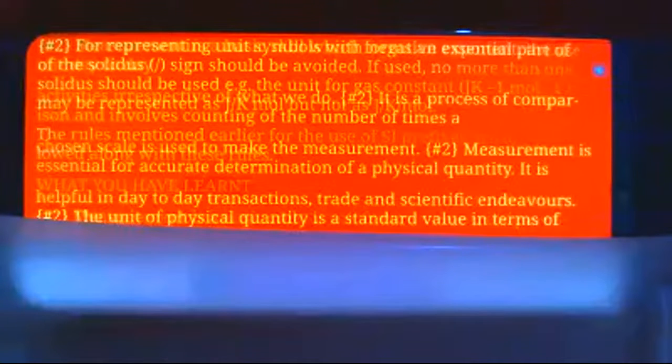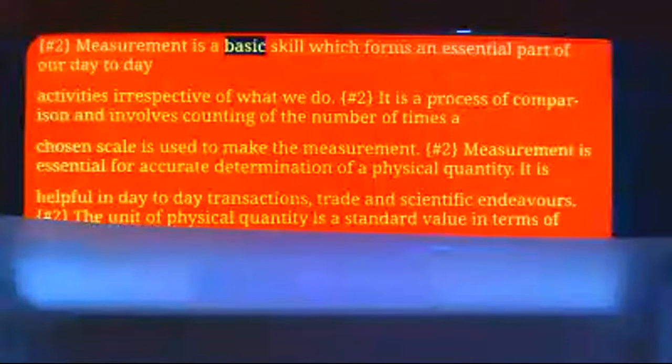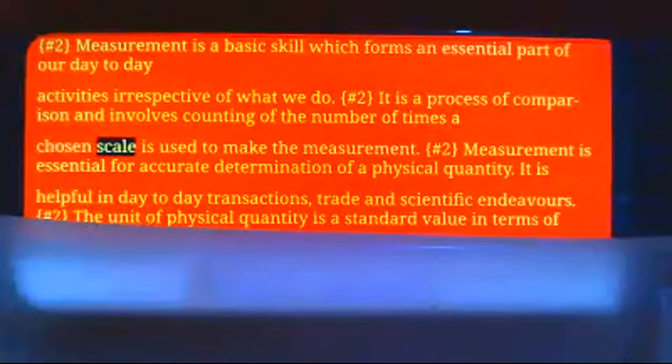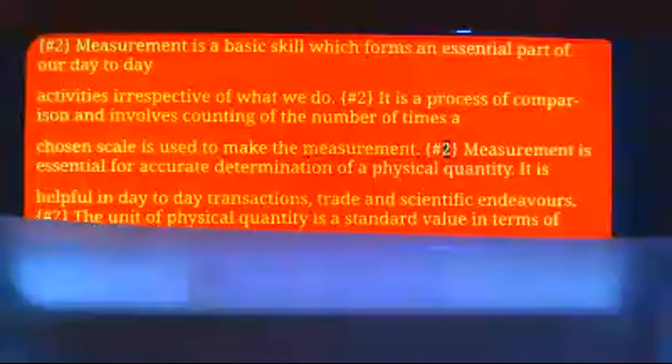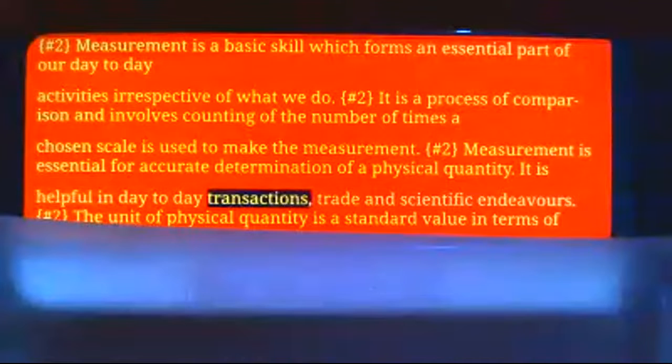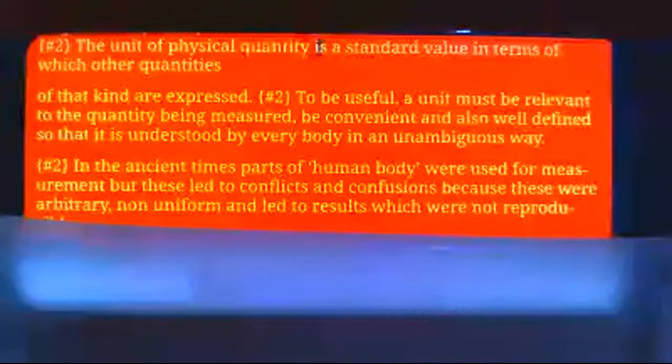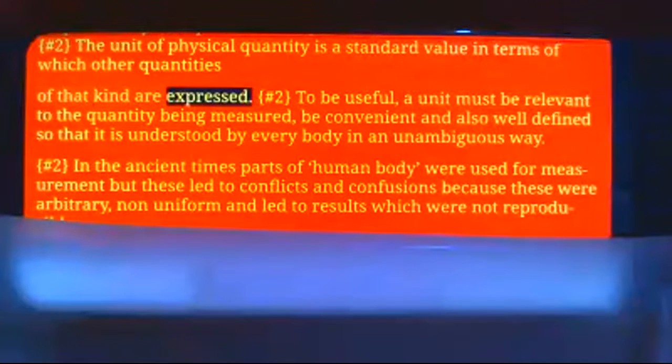What you have learned. Number 1. Measurement is a basic skill which forms an essential part of our day-to-day activities irrespective of what we do. Number 2. It is a process of comparison and involves counting the number of times a chosen scale is used to make the measurement. Number 3. Measurement is essential for accurate determination of a physical quantity. It is helpful in day-to-day transactions, trade and scientific endeavors. Number 4. The unit of a physical quantity is a standard value in terms of which other quantities of that kind are expressed.